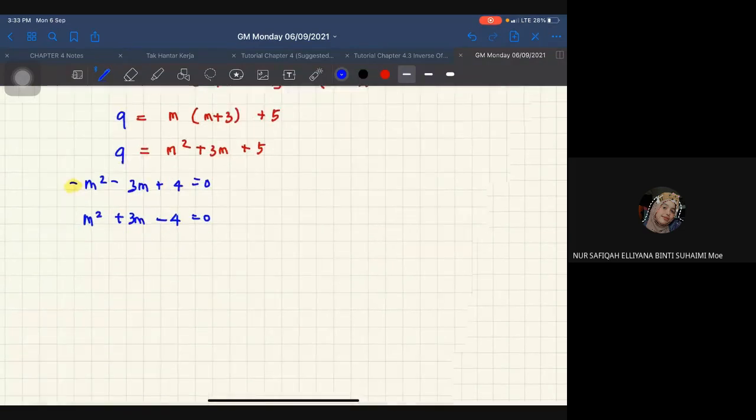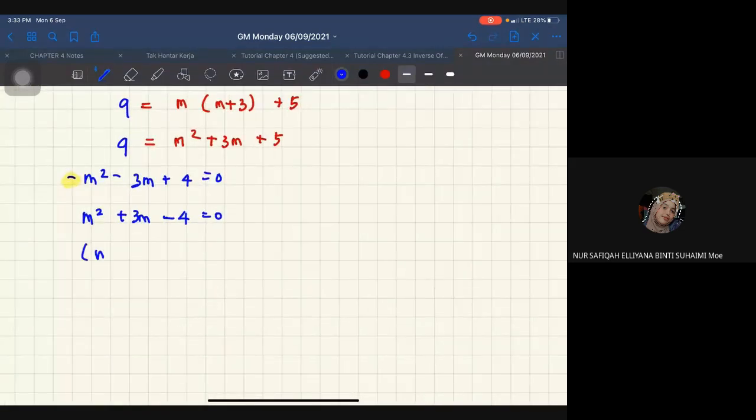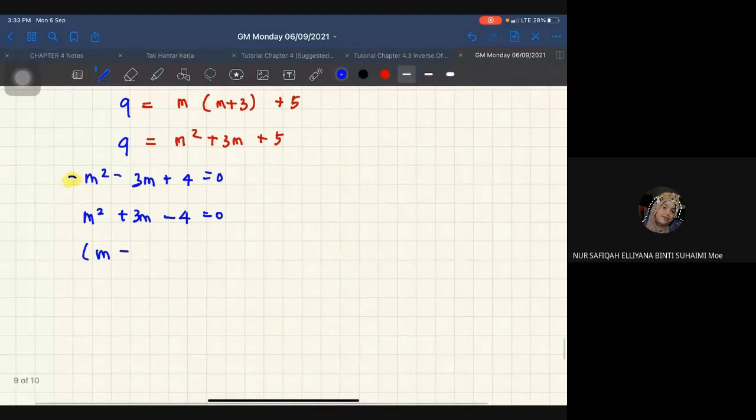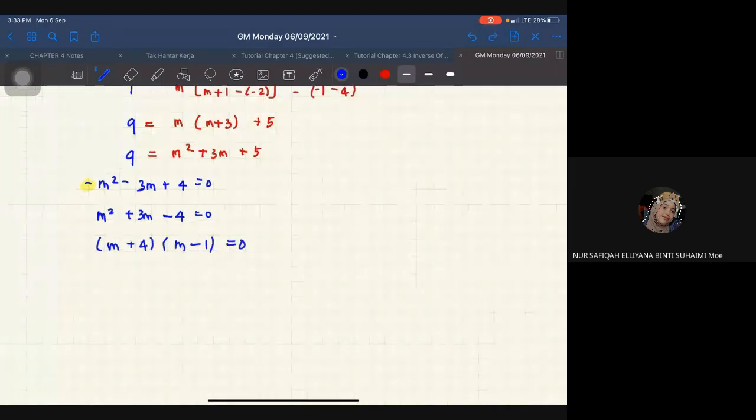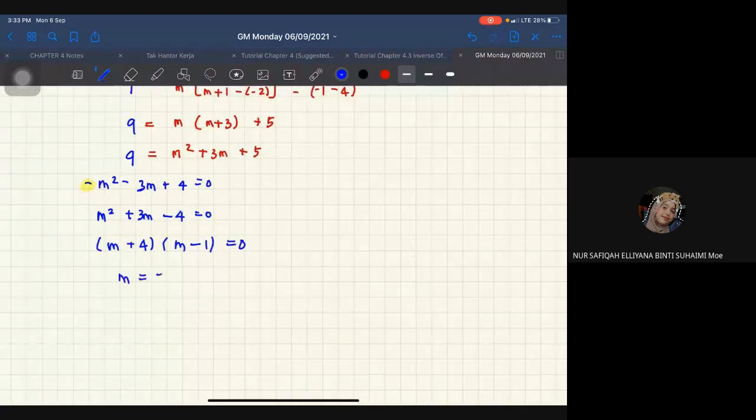So bila tekan calculator, awak akan dapat dua nilai. So the first one is negative 4. And then the second one is 1. Okay, so you will have two answers. M equal to negative 4, and the other one is M equal to 1.